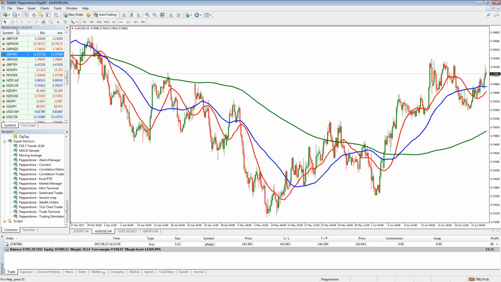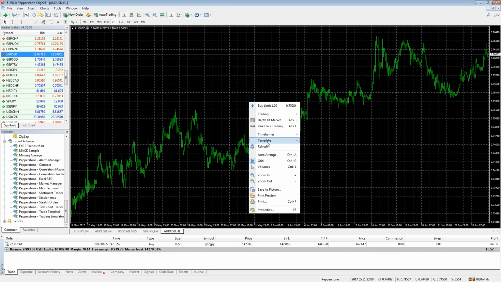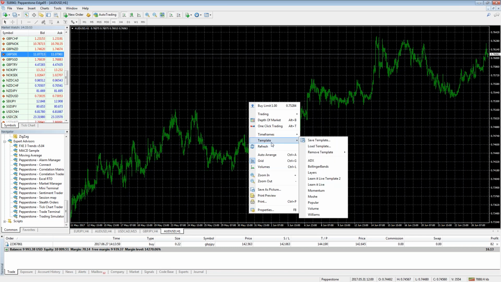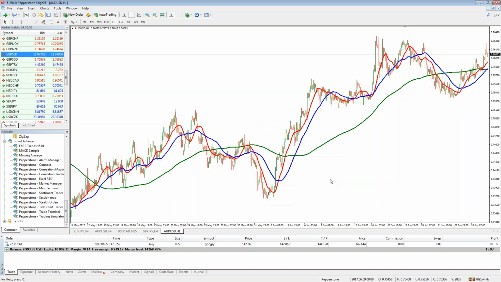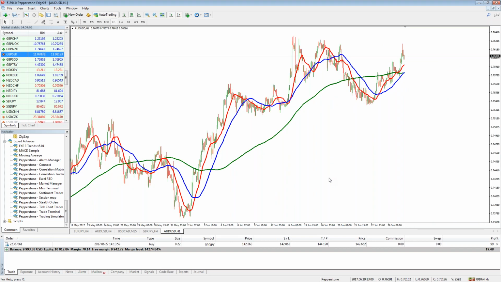Then every time we open up a new chart, let's just do that together now, we'll open up the Aussie US dollar, right click on the chart, go down to template, Learn It Live Template 2, there it is. So it's a really easy way of doing that. And we can even save profiles in MetaTrader 4 and do a few other things that keep it all nice for us moving forward as well.